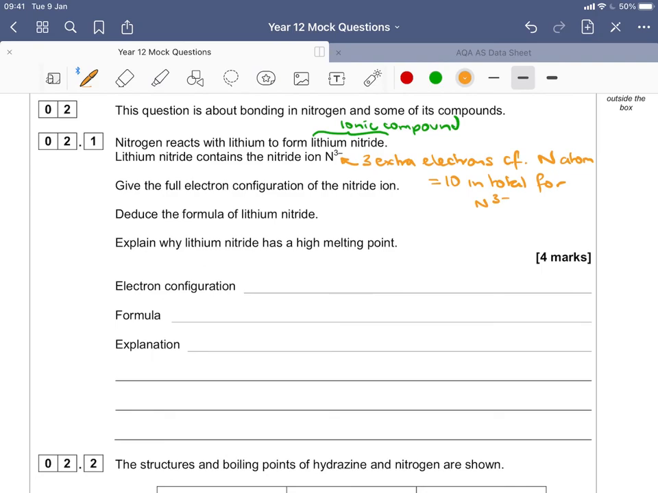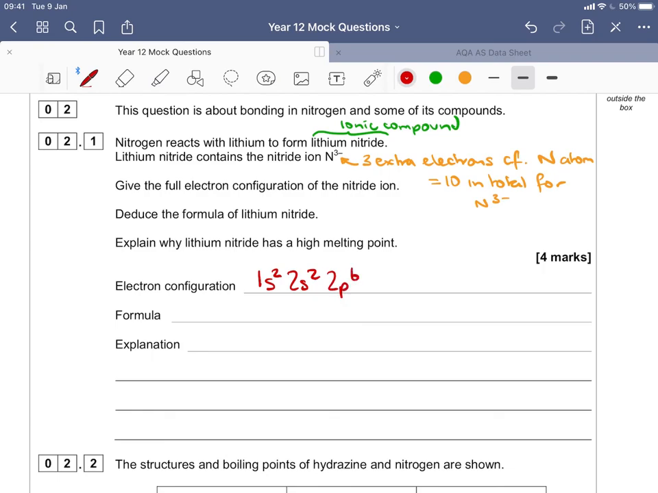So when it comes to our electron configuration, we've got to remember the order that we fill the subshells up in. So we have 1s2 and then 2s2. So we've got 4 electrons so far. And then we've got 2p6, and that is our 10 electrons.